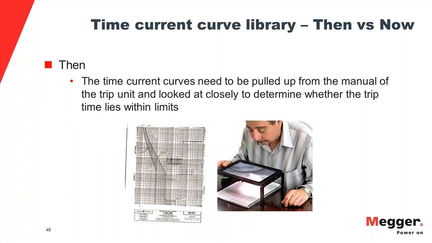Time current curves form an important part of the test. To validate the results that you get, you need to look at the time current curves from the trip unit manual. If you're using a test set with traditional technology, there is no software. So you need to pull up the time current curves and plot the test points on them, see if they fall within the tolerance limits to make sure that it's a pass.